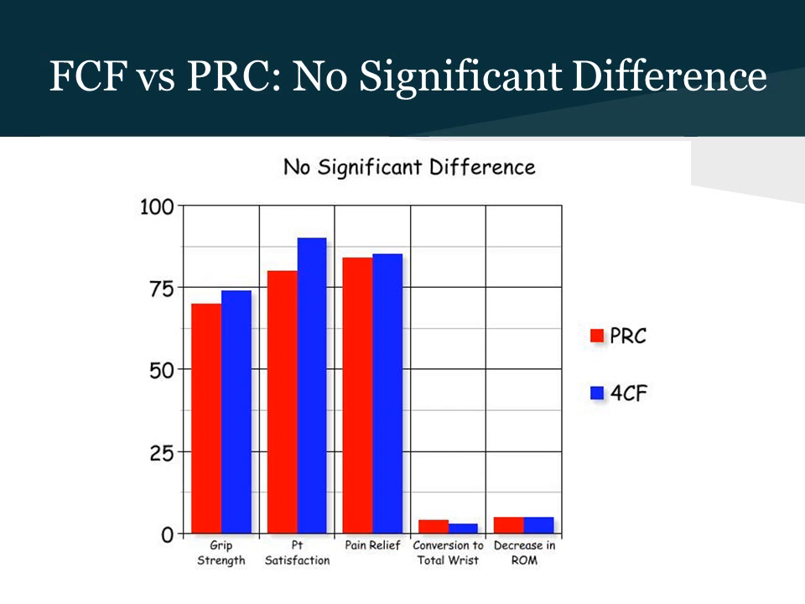Grip strengths were both around 75% of the unaffected side. Patient satisfaction was between 80 and 90%. Pain relief was reported by 85% of patients. There was a minimal range of motion loss of approximately 5 degrees with both procedures, and 3 to 4% of patients required a conversion to a full wrist fusion.